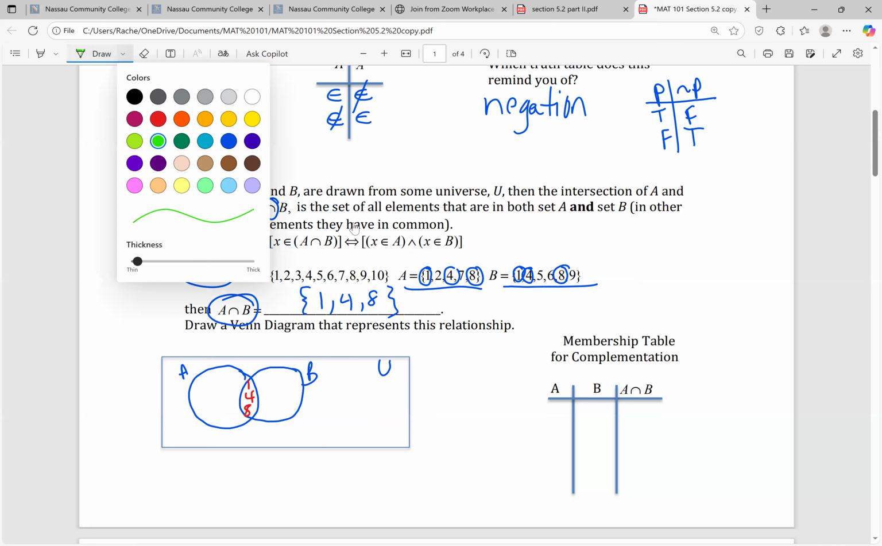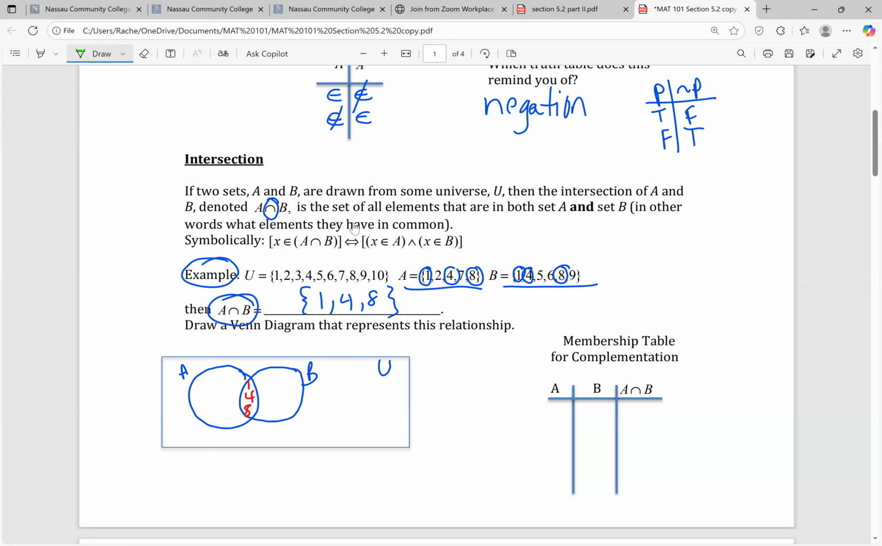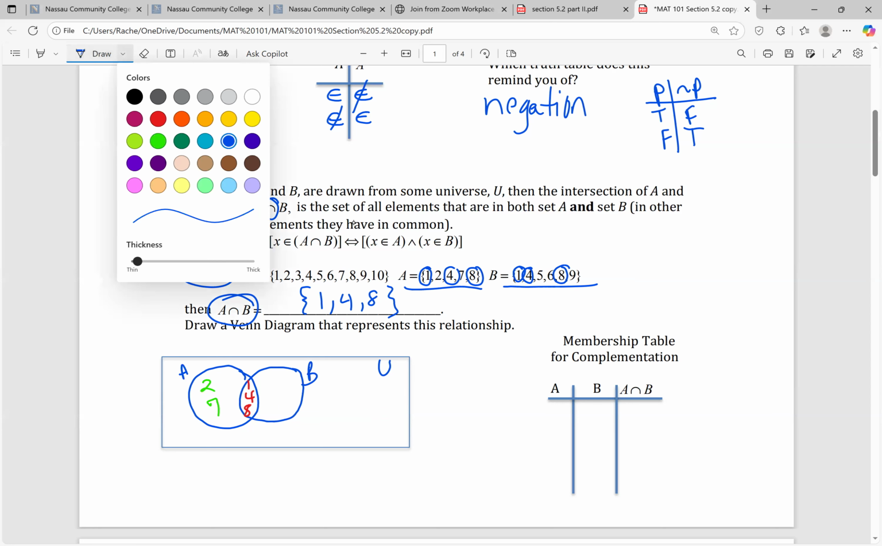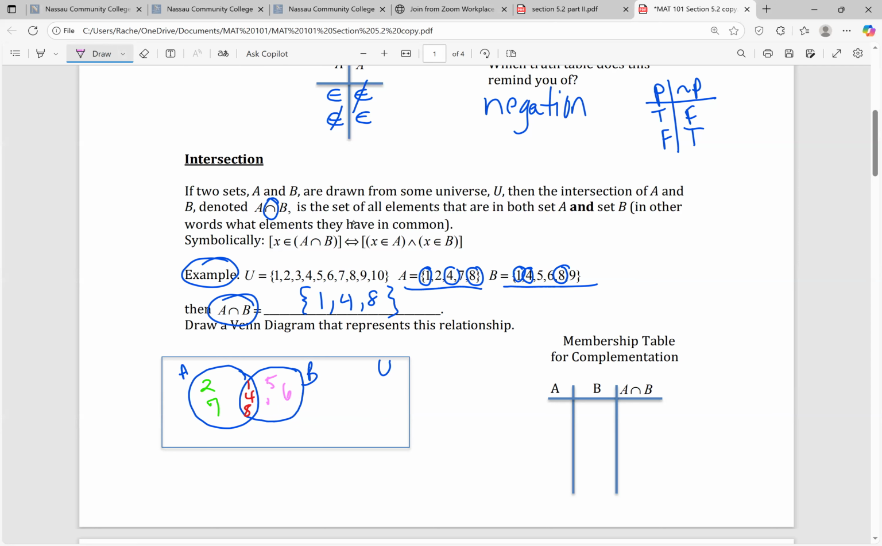And then now A only has 2 and 7 left, right? So it's 1, 2, 4, 7, and 8, but A only has 2 and 7. And B has 5, 6, and 9, right? They only share the 1, the 4, and the 8. So B only has 5, 6, and 9.